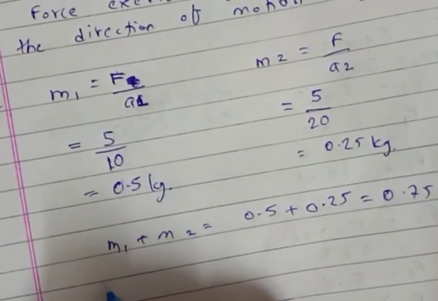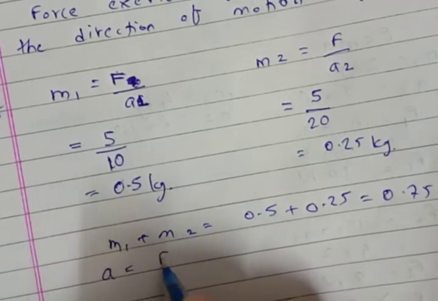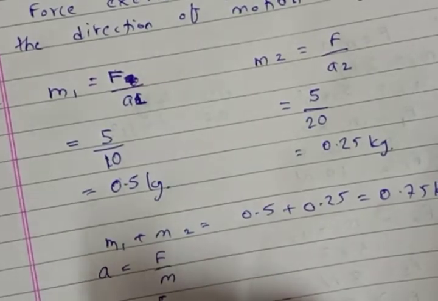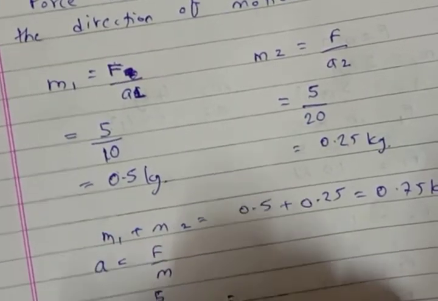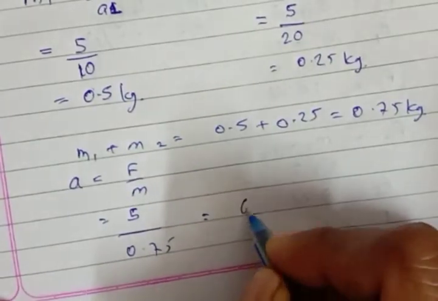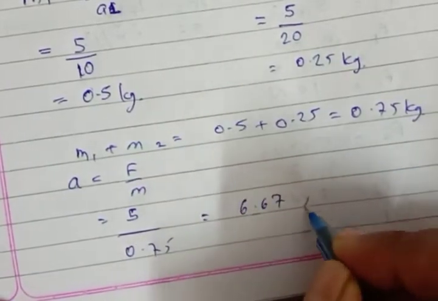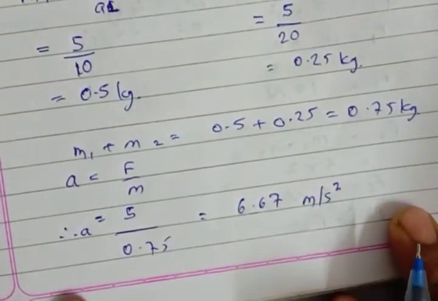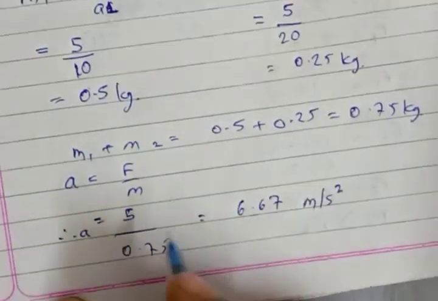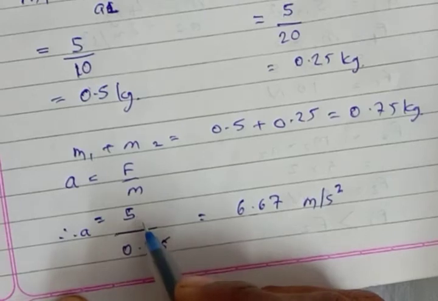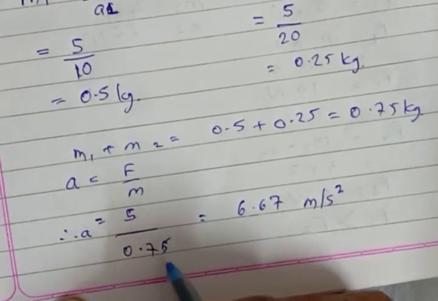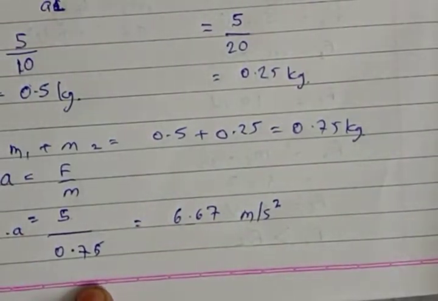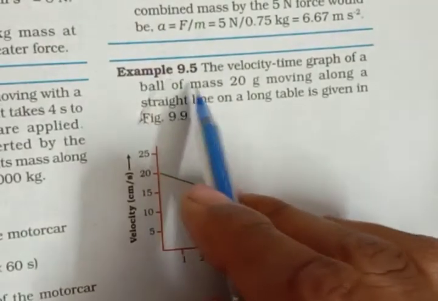Now we have to put this in the equation a equal to F by m. Force is the same, 5 Newton, and the mass is 0.75. So when we divide, we get 6.67 meters per second square. This is the acceleration, right? The acceleration produced by this 5 Newton force on this mass, 0.75 kg, will be 6.67 meters per second square, right? Now let's solve example 9.5.